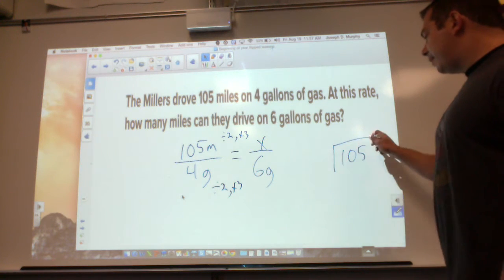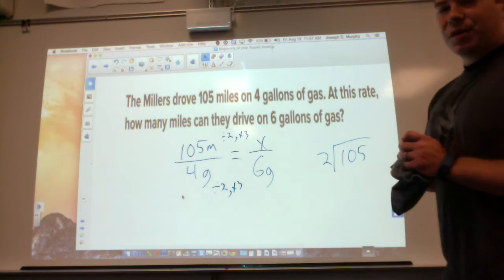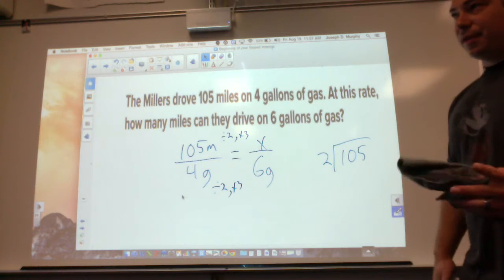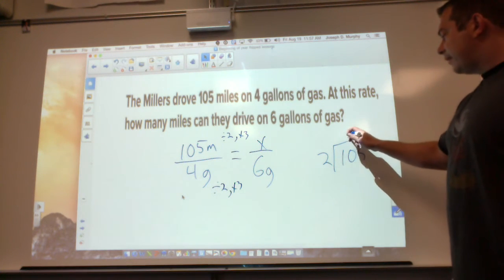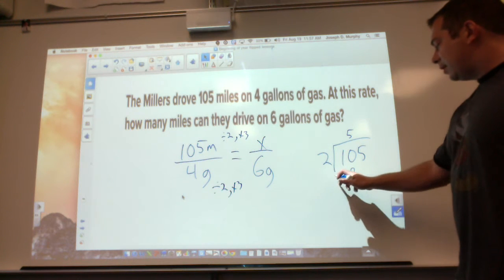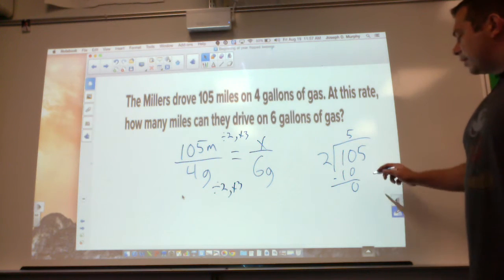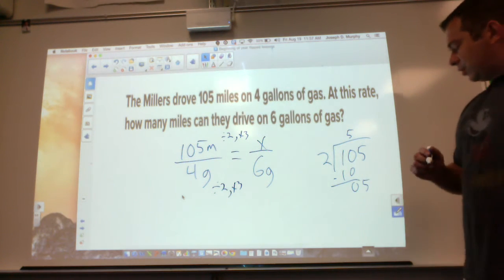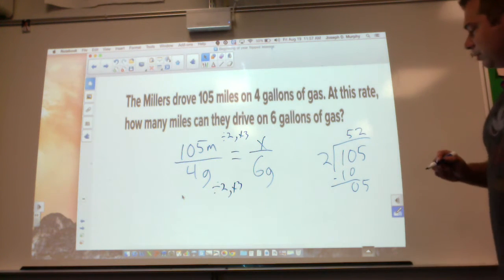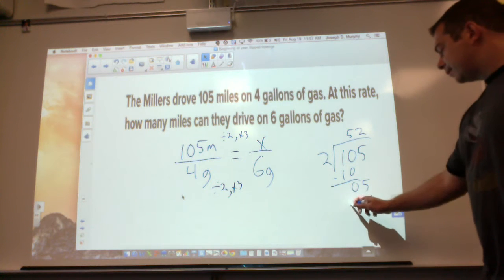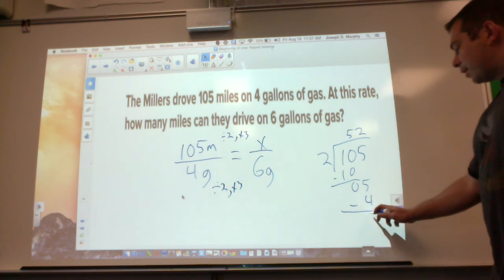105 divided by 2. I'm not going to do it mentally because I know I'm going to have a decimal in there. There's going to be a half. All right, 2 can go into 10 5 times. 5 times 2 equals 10. Bring down my 5. How many times can 2 go into 5? Just twice. But 2 times 2 equals 4. All right, 5 minus 4 equals 1.